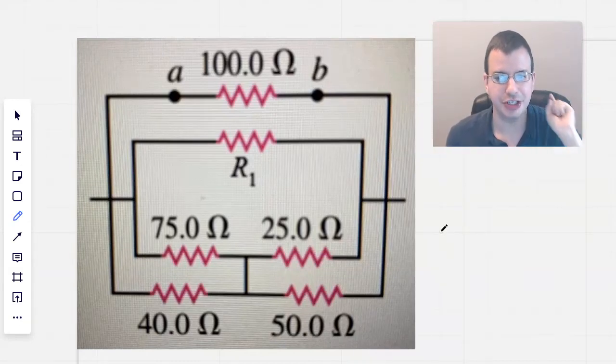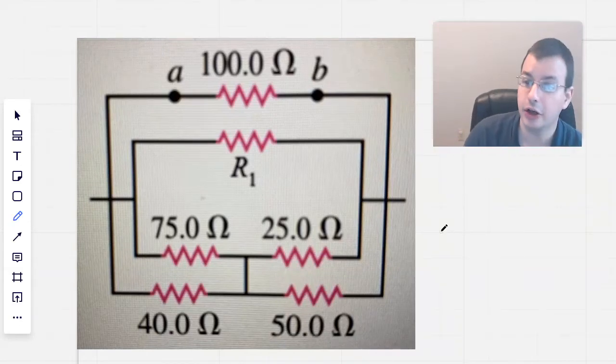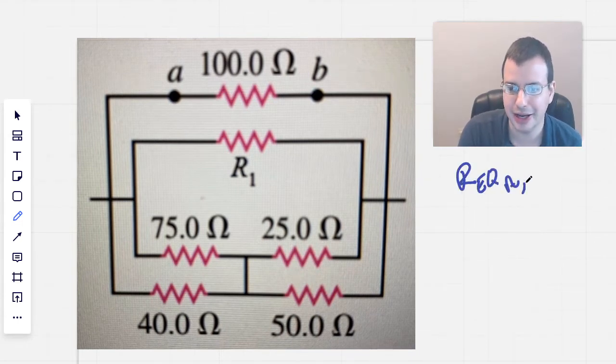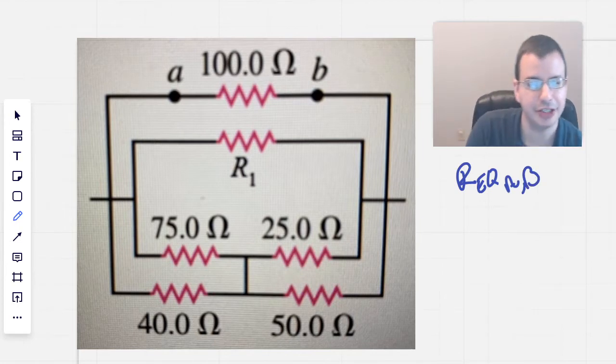Finding the equivalent resistance of this circuit. Okay, so first I'm going to assume the question is, what is our equivalent resistance of AB? I know they're supposed to be lowercase. I don't care. You can understand the point.